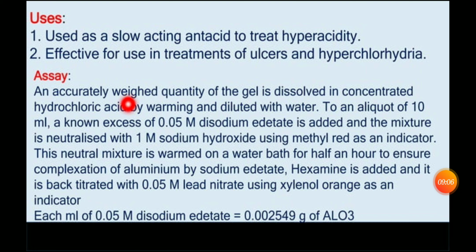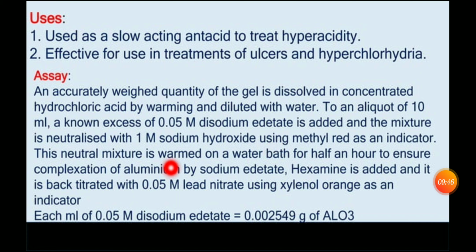So an accurately weighed quantity of the gel is dissolved in concentrated HCl by warming and diluted with water. Okay, what do we have to do? Take the gel, accurately weigh the quantity and dissolve it in concentrated HCl, that is a strong acid, by warming, heat it, and dilute with water to an aliquot of 10 ml. A known excess of 0.05 molar disodium acetate is added and the mixture is neutralized with 1 molar sodium hydroxide solution. Okay, NaOH, using methyl red as indicator.